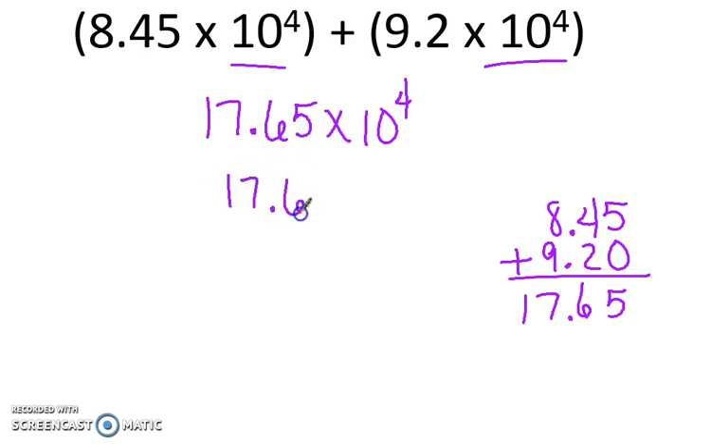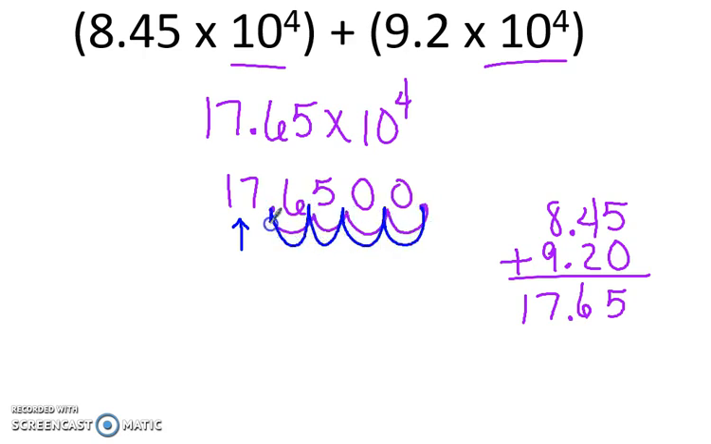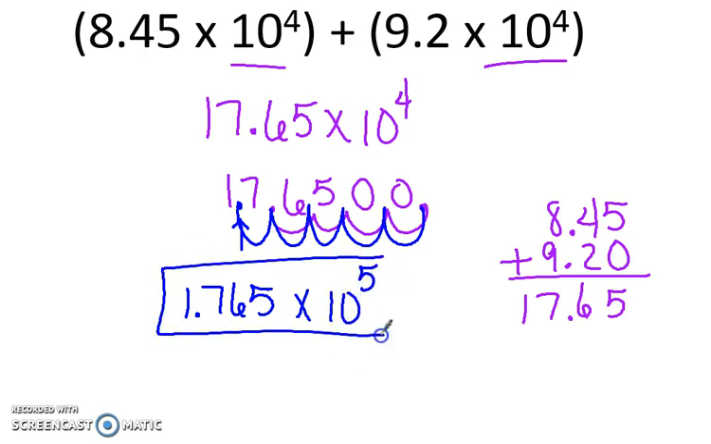So 17.65, we're going to move it 4 places. 1, 2, 3, 4 placeholders. Now we're going to go back the other direction. We want the decimal to be after the 1. So we're going to have to move it 1, 2, 3, 4, 5 times. So it's really supposed to be 1.765 times 10 to the 5th. That's better.